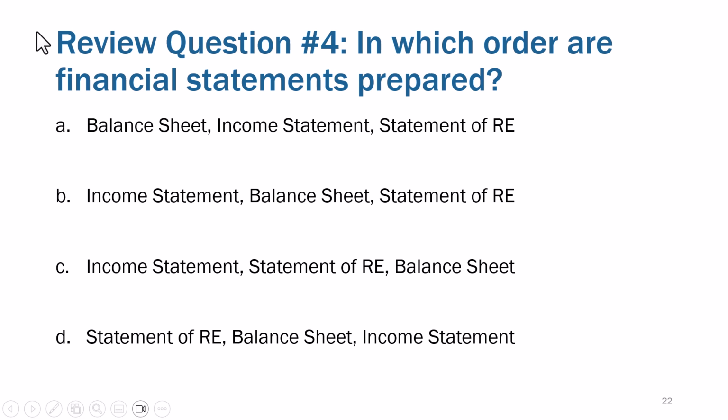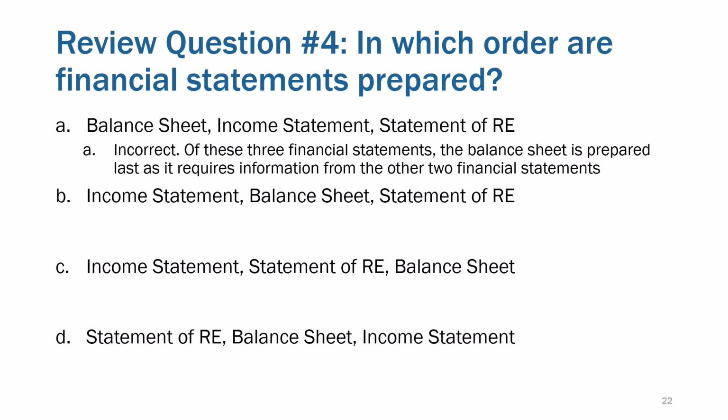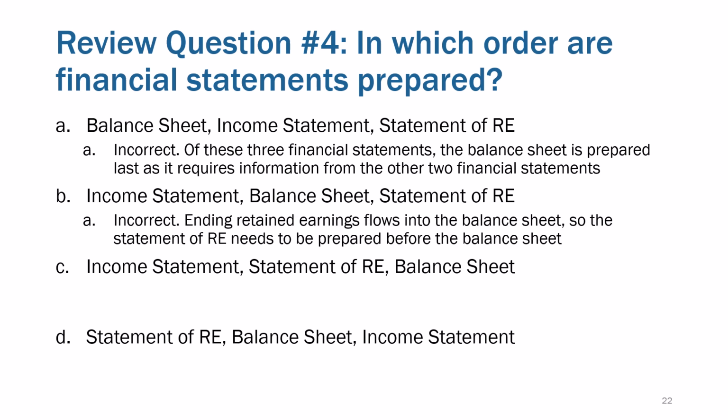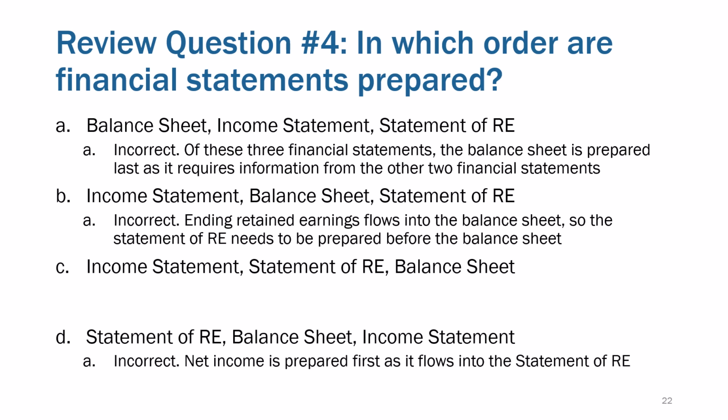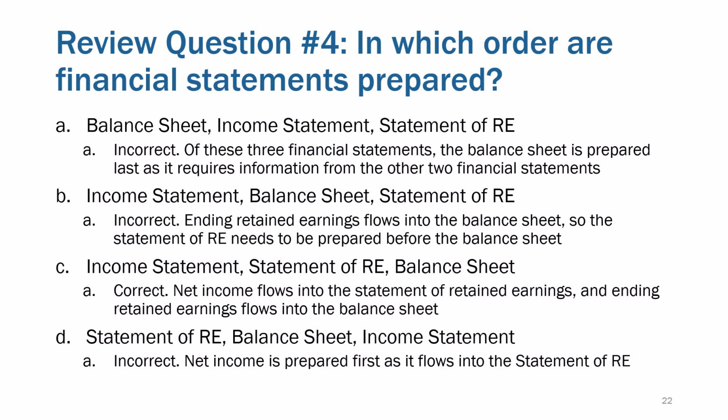Review question number 4. In which order are financial statements prepared? So take a peek at that one. Which order did we just do that in? All right. We didn't do the balance sheet first, right? Because we need information from the other statements. We did do the income statement first, but we didn't do the balance sheet next. We did not do the statement of retained earnings first because we needed to know what net income was. We started with the income statement to get net income. We fed that into the statement of retained earnings, and then we fed ending retained earnings into the balance sheet.